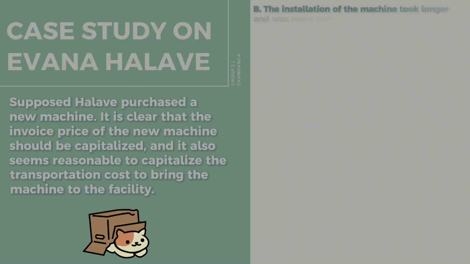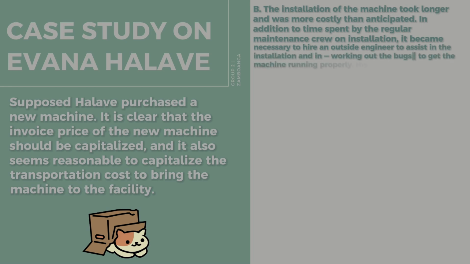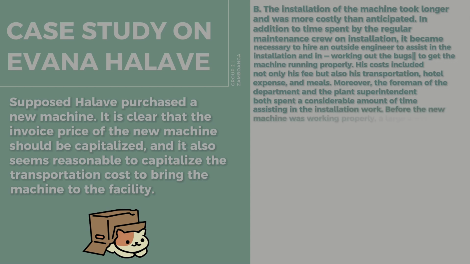The installation of the machine took longer and was more costly than anticipated. In addition to the time spent by the regular maintenance crew on installation, it became necessary to hire an outside engineer to assist in the installation and in working out the bugs to get the machine running properly. His costs included not only his fee but also his transportation, hotel expense, and meals. Moreover, the foreman of the department and the plant superintendent both spent a considerable amount of time assisting in the installation work. Before the new machine was working properly, a large amount of material had been spoiled during the trial runs. How should all of these costs be treated and why?